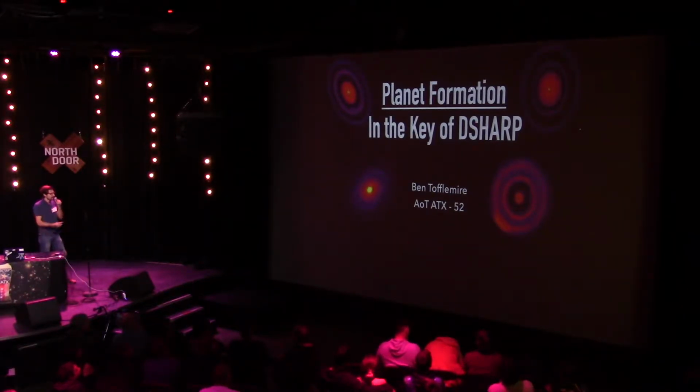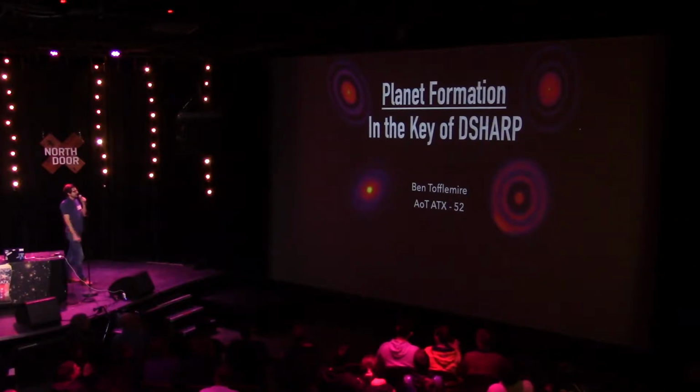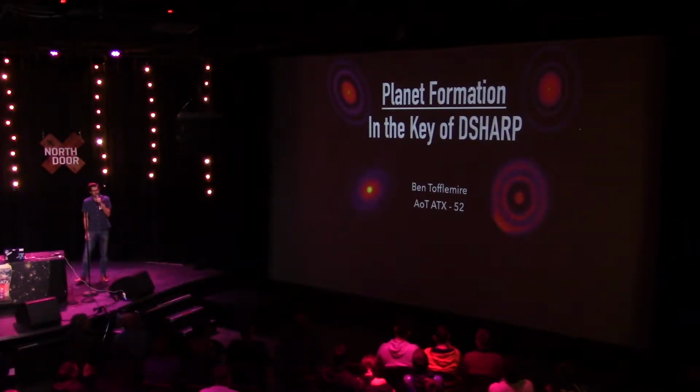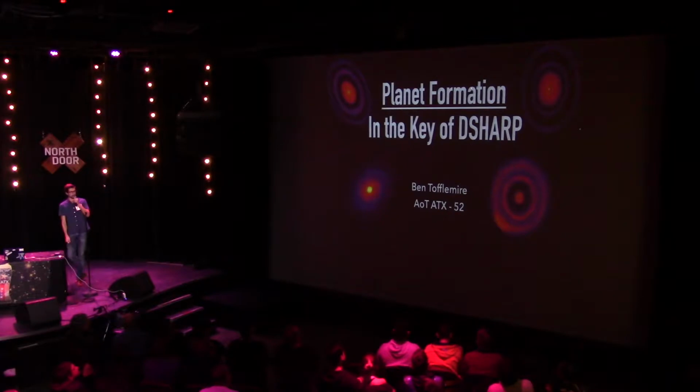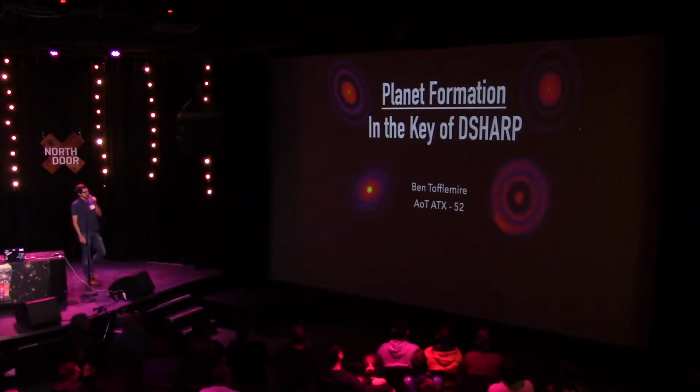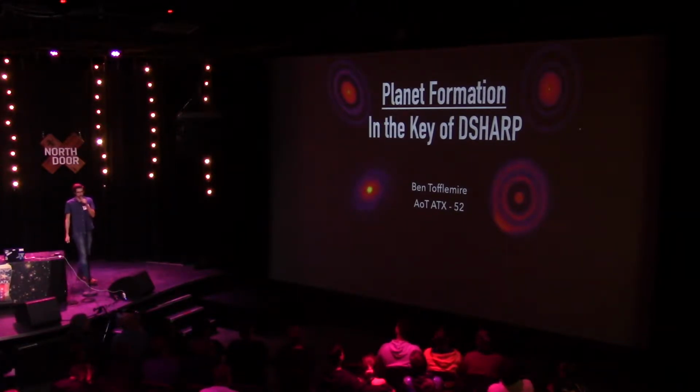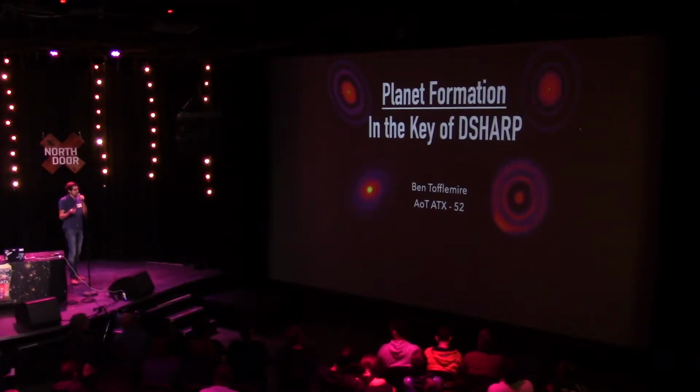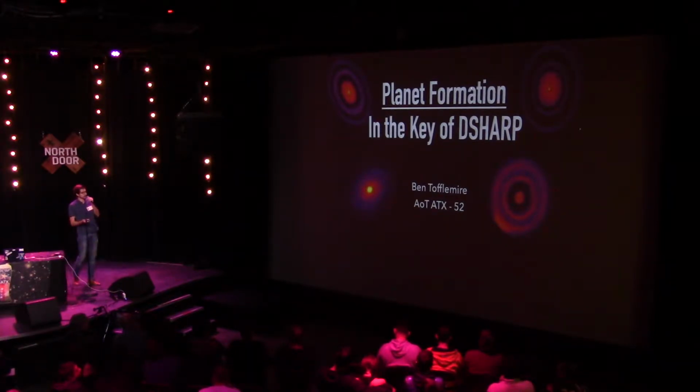So the project we'll be talking about today is called DSHARP. That stands for the Disk Substructures at High Angular Resolution Project. The goal of this project was to look at the material around young stars with the ALMA telescope and look in that material to see if there are any structures. And the main goal is to see if those structures can tell us anything about how and if planets are forming around these young stars.